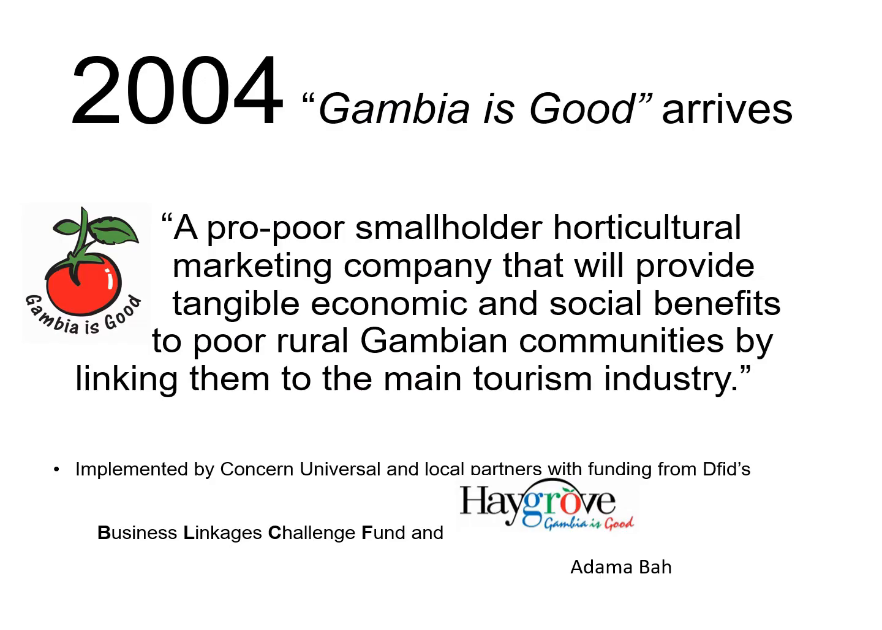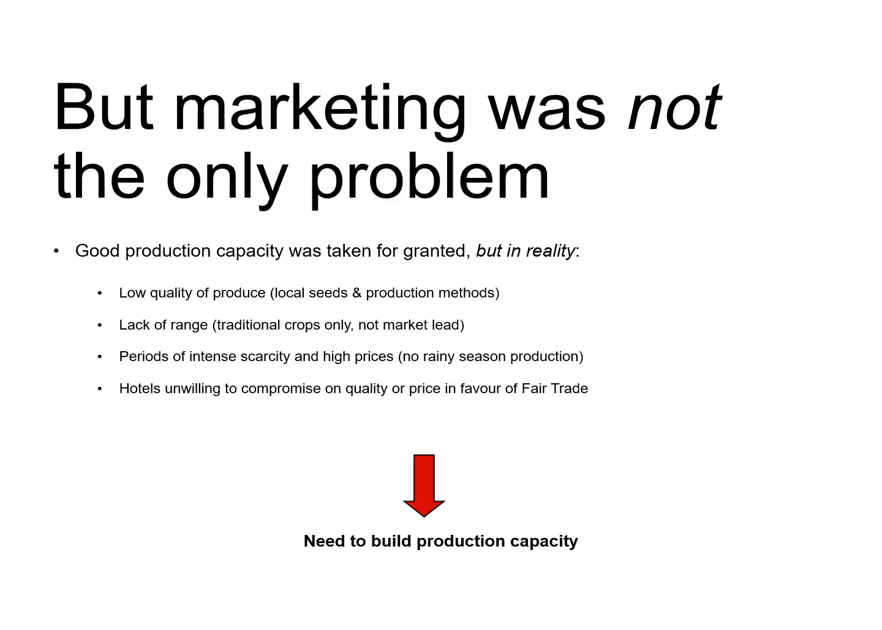So Gambia Good arrived in 2004, supported by Haygrove, a UK-based horticultural business. This was funded by the Business Linkages Challenge Fund. And it's described simply as a pro-poor smallholder horticultural marketing company that will provide tangible economic and social benefits to poor rural Gambian communities by linking them to the main tourism industry. I was not involved with this particular project, so it's easy for me to say it and not be accused of bragging. But what Adama achieved with this was extraordinary in its success.